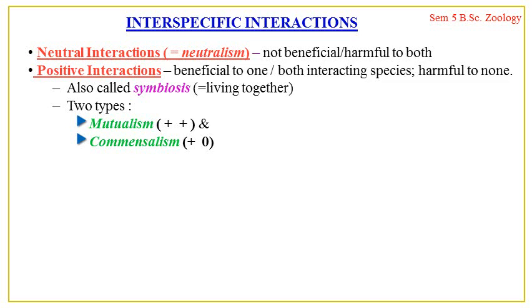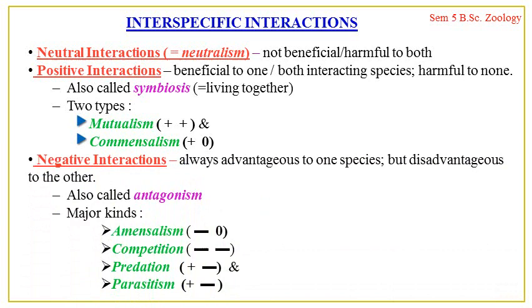Two plus means both the species are getting benefited. Both the individuals are getting benefited. Commensalism, plus and zero. Plus indicating benefited, while the zero indicating it is not affected at all. So in commensalism, two species are interacting where one species is getting benefited and the other is not getting affected at all.